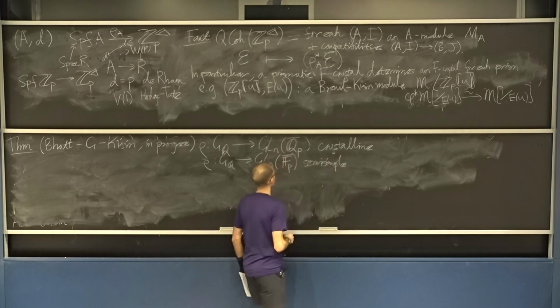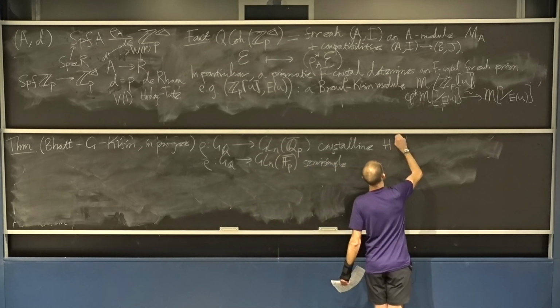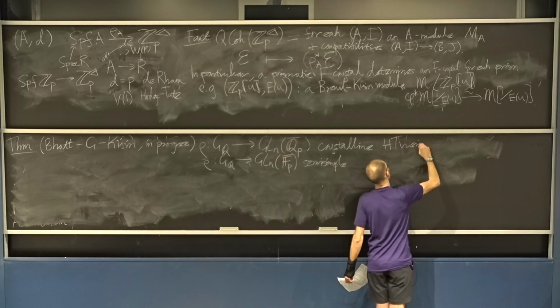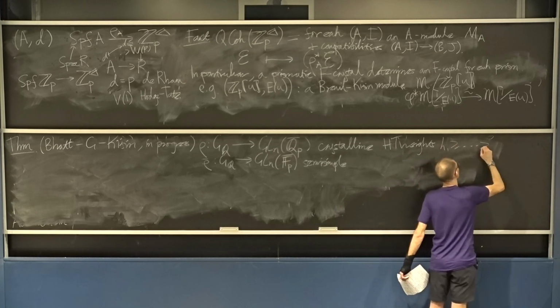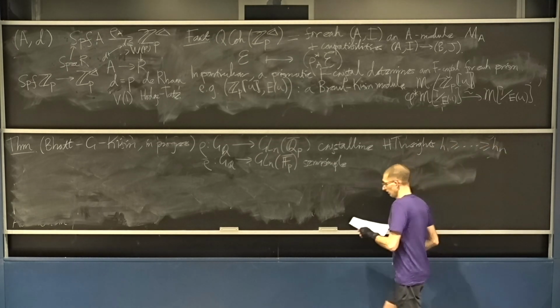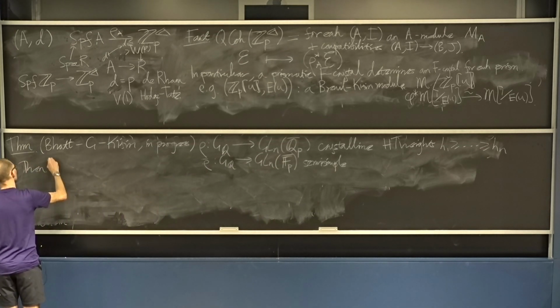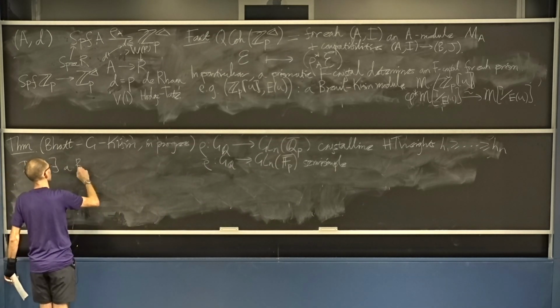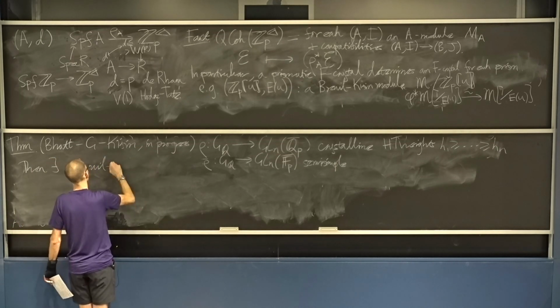I'm computing a semi-simple reduction of this representation. Let's suppose this has Hodge-Tate weights h1 up to hn. Then there exists a Breuil-Kisin module for any choice of this uniformizer, any choice of this E(u).